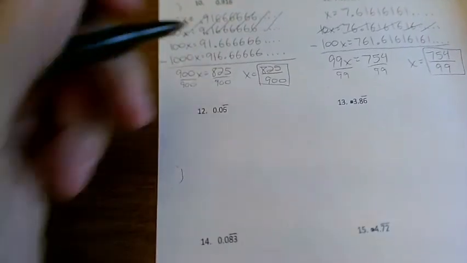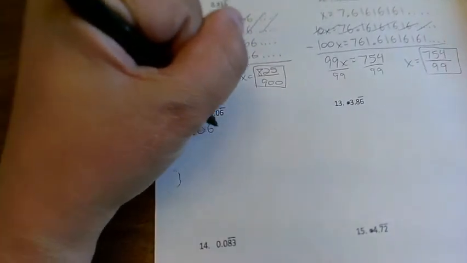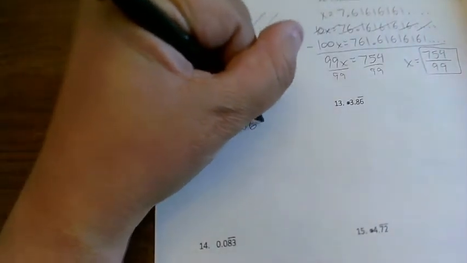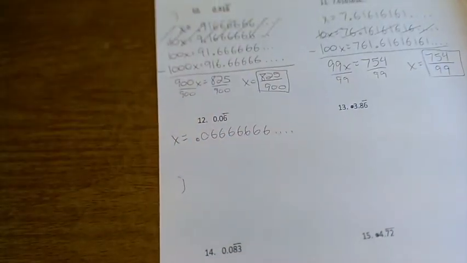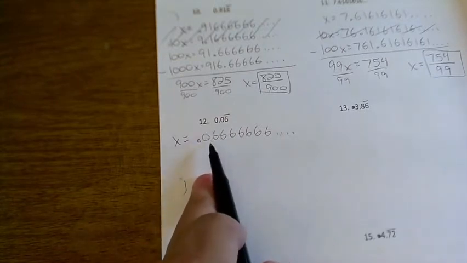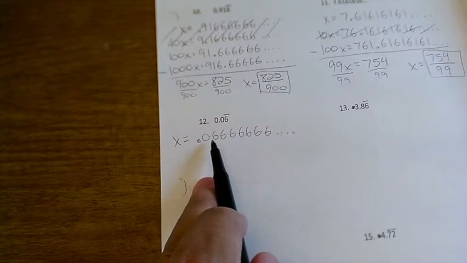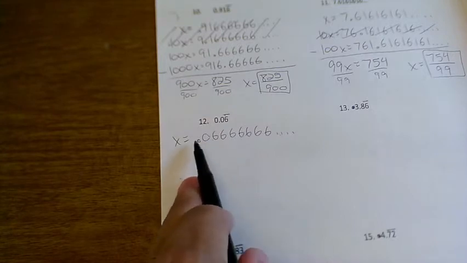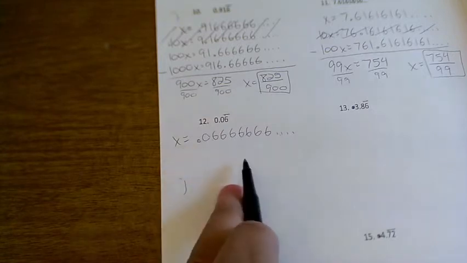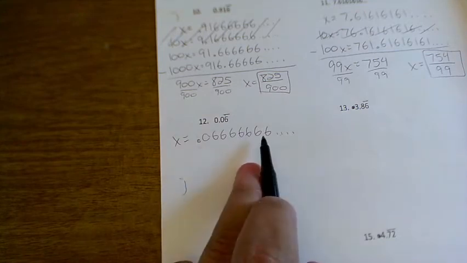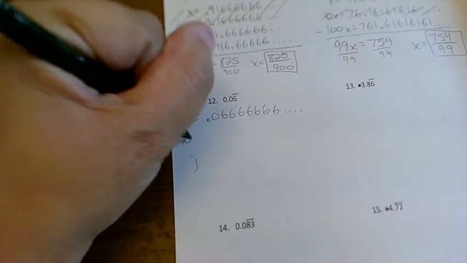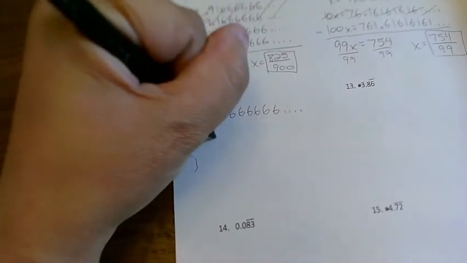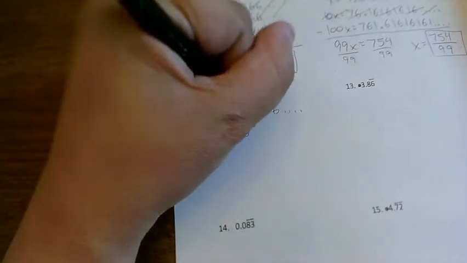Number 12, this is 0.066666666 repeating. So this is like one of the challenge ones. So 0.6 repeating would be 6/9. So with the 0, if we tack on a 0 to the denominator, this will end up being 6/90. But to prove that, multiply by 10, so that would give us just 0.6 repeating.